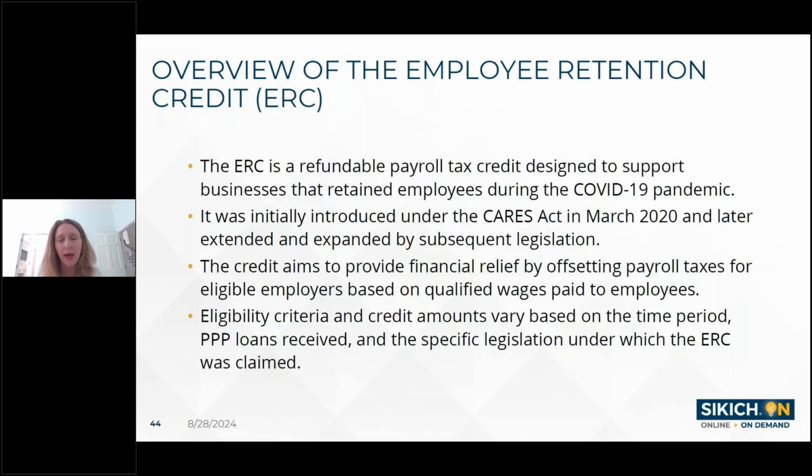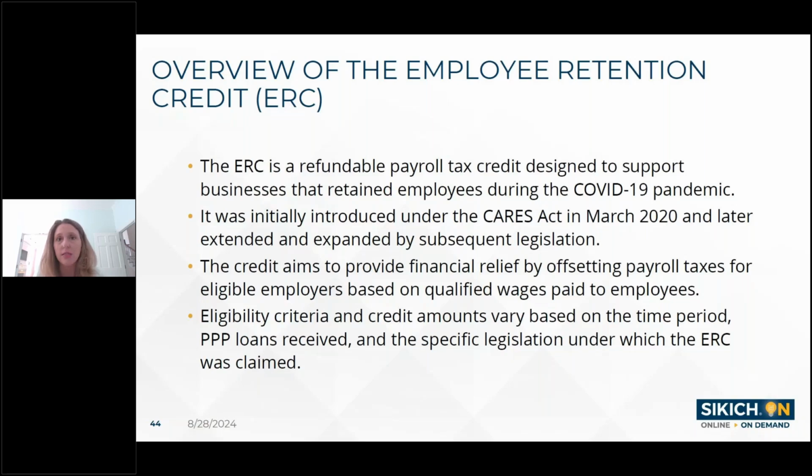As I mentioned, it did come out in March 2020 through the CARES Act, and it was meant to do just that, keeping employees on the payroll. In 2020, if you applied for an ERC credit, you could get up to $5,000 per eligible employee for the year. In 2021, that amount did increase to a quarterly amount up to $7,000 per eligible employee.